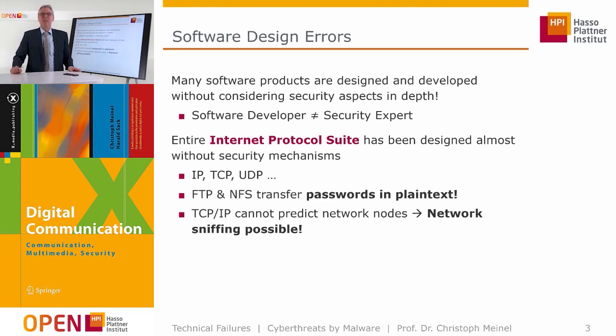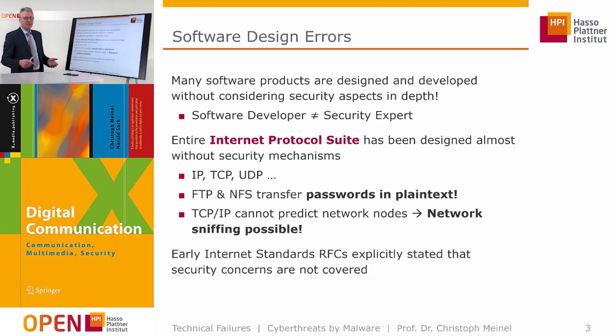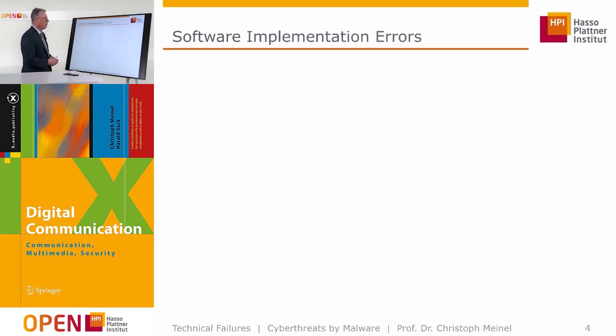TCP/IP cannot predict network nodes. It's not clear how the route is chosen through the internet. It can differ from packet to packet. So network sniffing is possible and very dangerous for the users. If one looks at the early internet standards, they even explicitly state that security concerns are not covered.